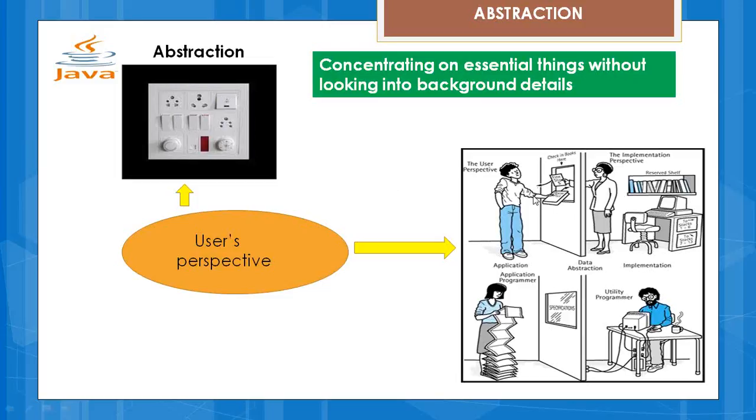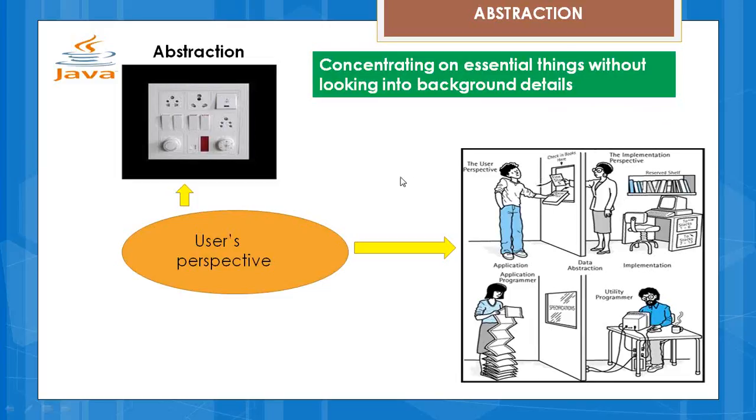Looking at another example, a person asking for information at the information window. His concern is only to get the information. How that information got collected for him is not his concern at all.